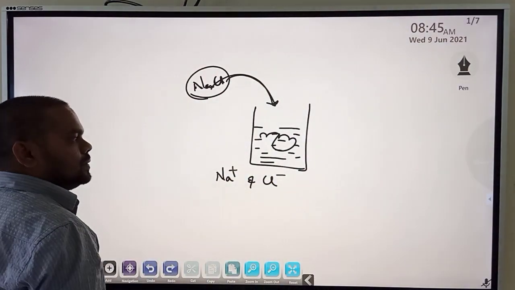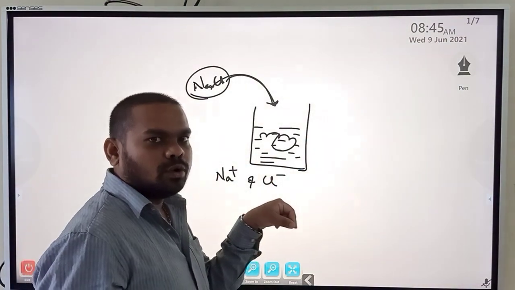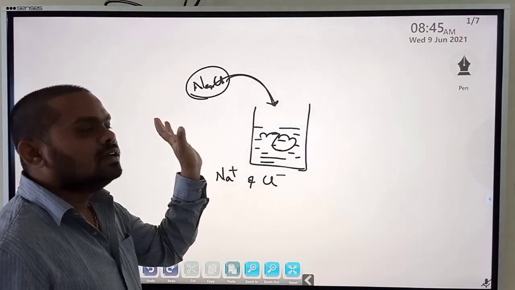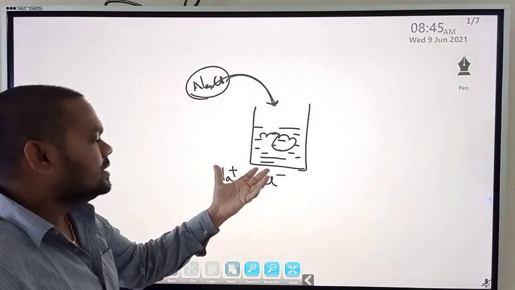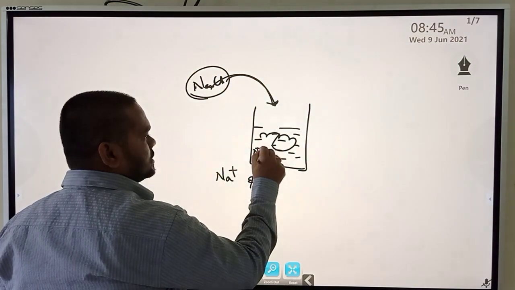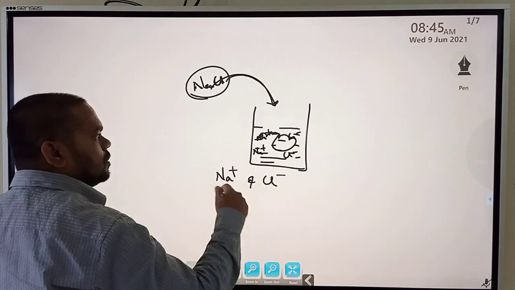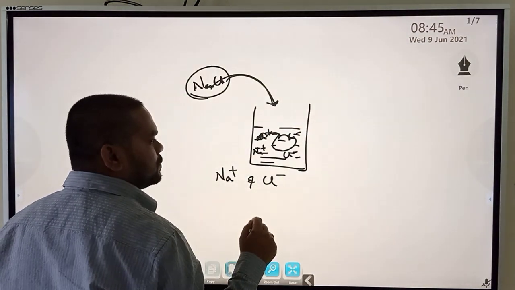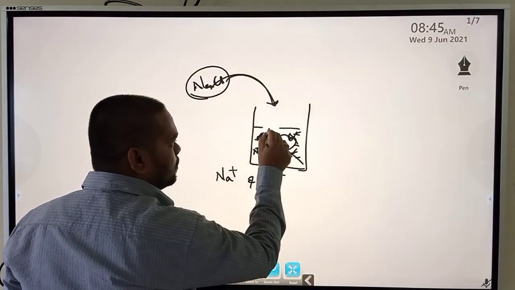Assuming all the ions, it is not like only one NaCl molecule I will drop. There are many NaCl molecules, right? So when I drop all of them and I stir and dissolve them, there is a process called dissolution. Now we know Na plus, Cl minus, Na plus, Cl minus. So all the Na plus and Cl minus will be separated. Now we are talking about first group elements. So I am not interested in chlorine. I am talking about sodium.